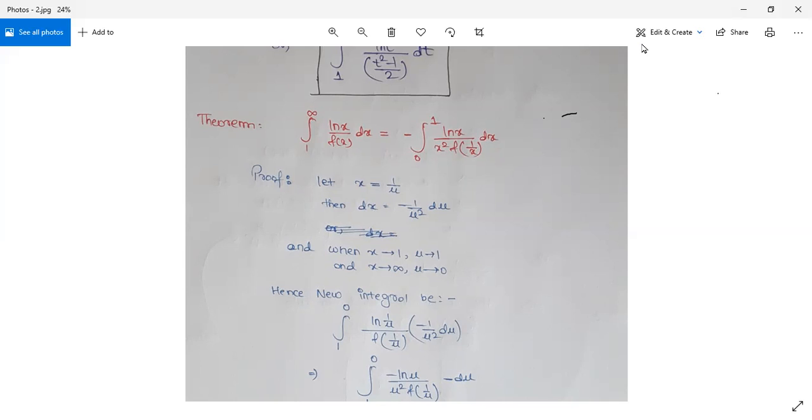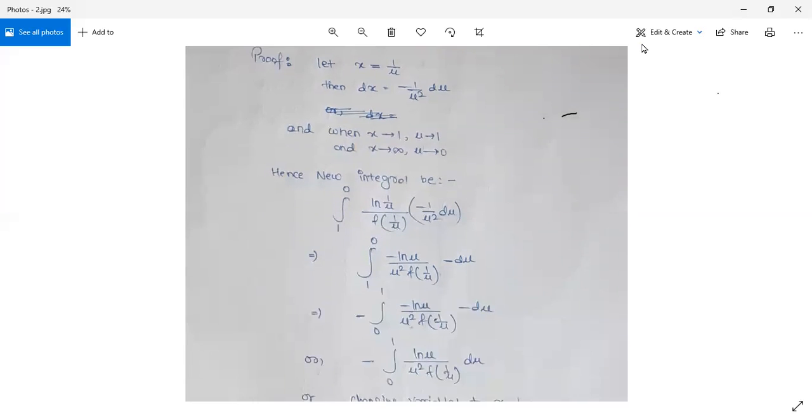So when x is approaching infinity, u will be approaching 0. So our new integration will have adjusted integral limits. Our lower limit will be 1 and our upper limit will turn to 0 from infinity, and natural log of x will be natural log of 1 by u, f(x) will be f of 1 by u, dx will be minus 1 by u squared du, as we have solved here.